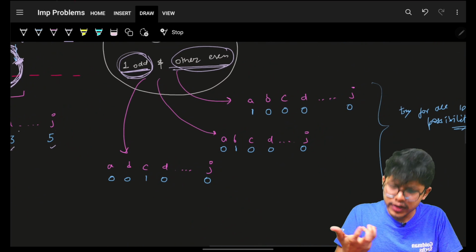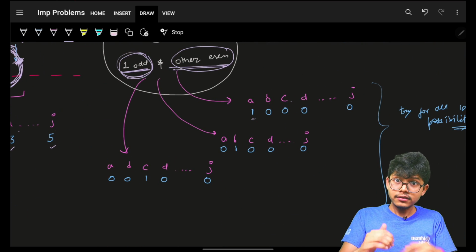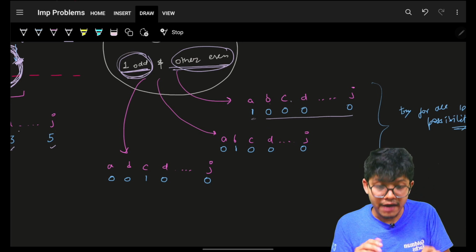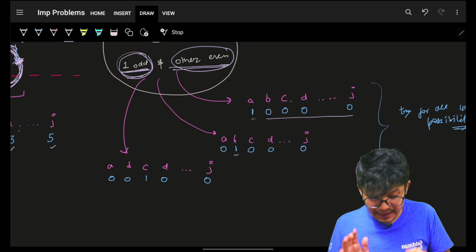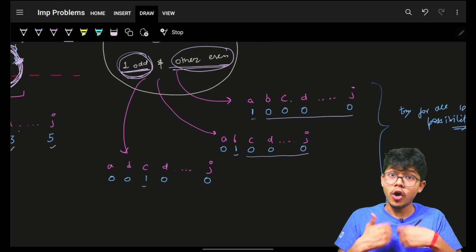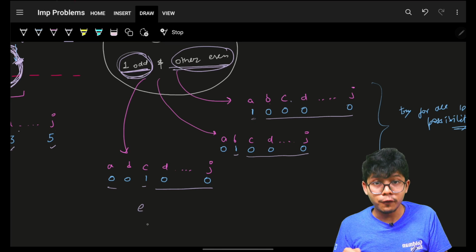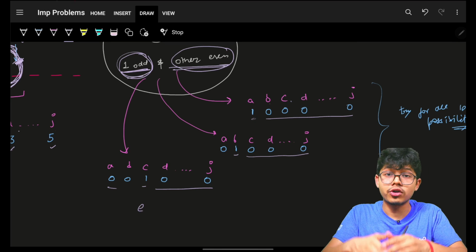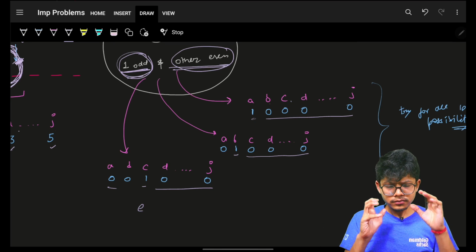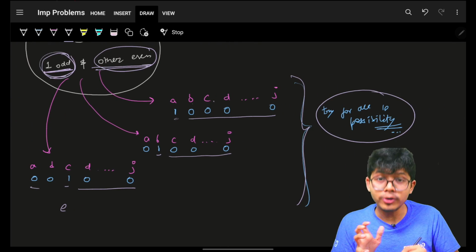So how will it look? It will simply say, okay, A, B, C, D up till J. A is having odd frequencies, rest all are having even frequencies. Maybe B is having odd frequencies, rest all are having even frequencies. Maybe C is having odd frequencies, rest all are having an even frequency. And again, the same will go for E. E is having odd frequencies and rest all are having an even frequency. So these will have how many options? These will have 10 possibilities.